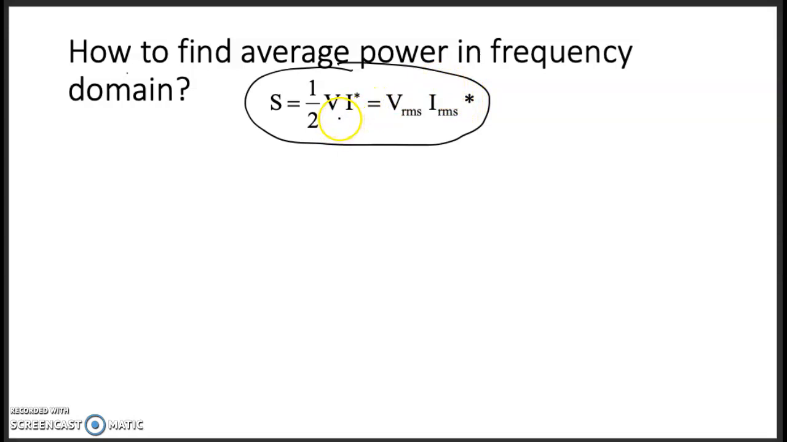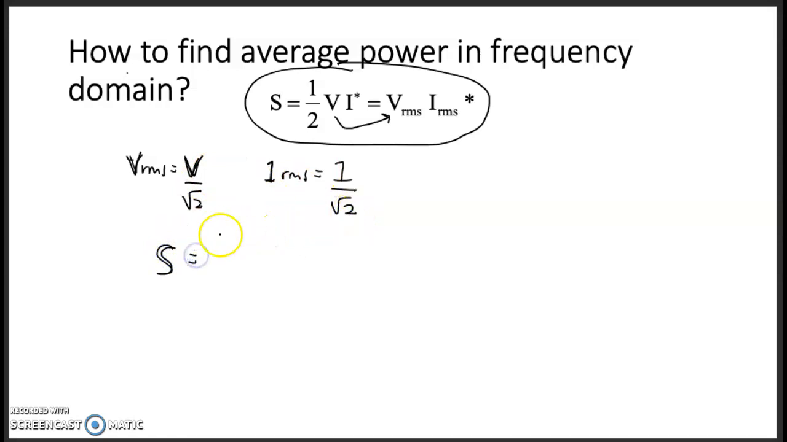Now we want to see the relation, how to go from this complex conjugate to the RMS. As we know, the V RMS is equal to V over square root 2. This is complex. And the bold I RMS is equal to I over square root 2. So you need to substitute this in the equation. So what is V? V is V RMS square root 2. What is I? I is equal to I RMS square root 2. So now substitute number 1 and number 2 inside this equation.